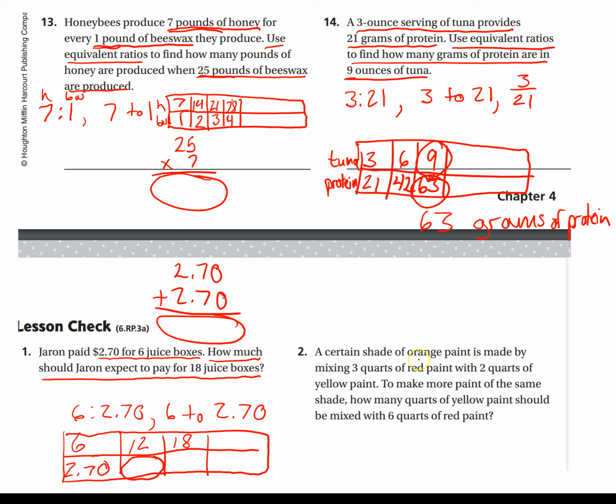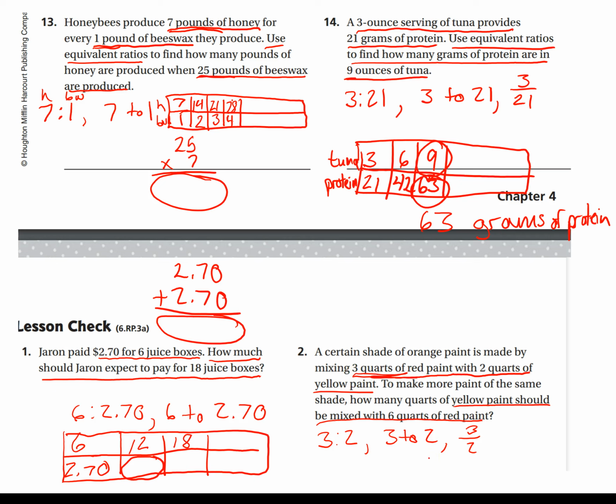Okay, number 2, a certain shade of orange paint is made by mixing 3 quarts of red paint with 2 quarts of yellow paint. So there's my ratio, 3 red to 2 yellow. I could write it as 3 to 2, or as 3 over 2. To make more paint of the same shade, how many quarts of yellow paint should be mixed with 6 quarts of red?